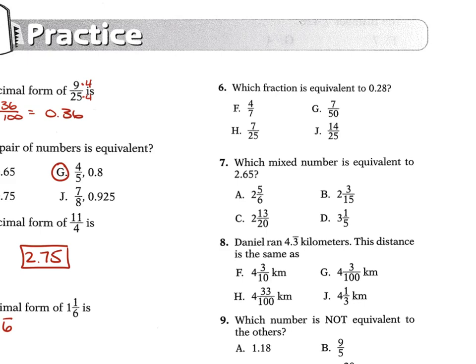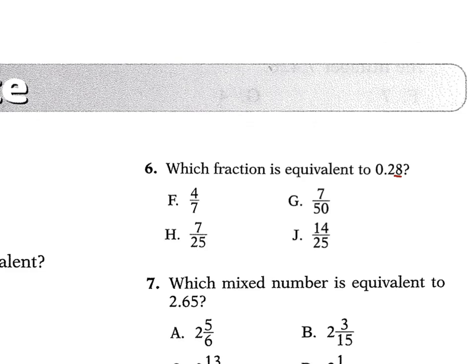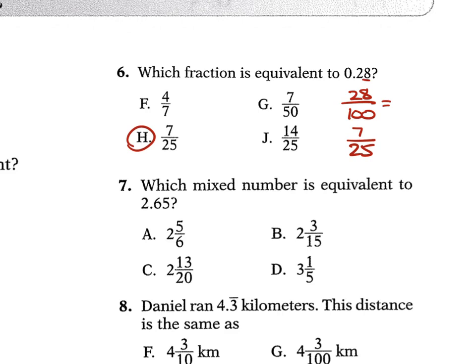For 6, it says which fraction is equivalent to 0.28. The 8 is in the hundredths. So 28 over 100 is equal to, if you want to divide both by 4, you could. 4 goes into 28 7 times. 4 goes into 100 25 times. So that's 7 over 25. 7 asks which mixed number is equivalent to 2.65. So that 5 is in the hundredths. So that's going to be 2 and 65 over 100. We can divide both of these by 5, and we get 2 and 13 over 20. So that's C.